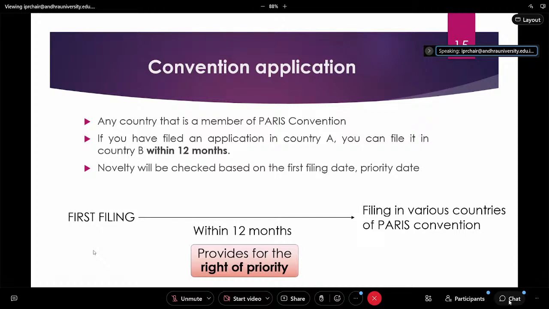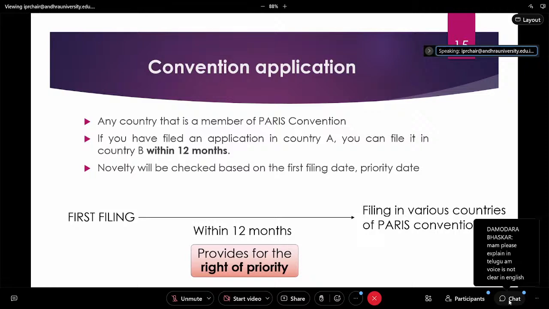Everybody in US, that will be called a convention application. The priority date will be the date of filing of your Indian application. The priority date will decide your novelty. So when the US application will check that, you can say that your application is already there in the Indian Patent Office, so your novelty is lost. No, it is not lost, because this is under Paris Convention. These countries are under Paris Convention.